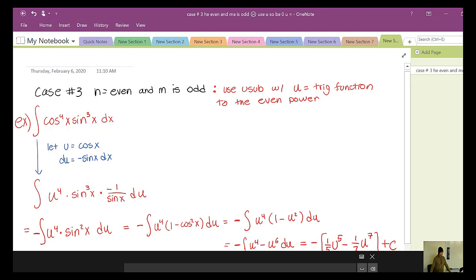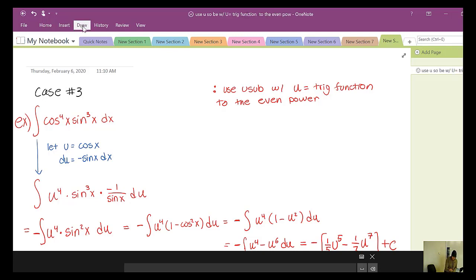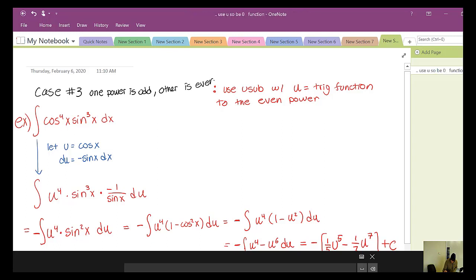So if n is odd, n is even, do you just still set the trig function to the even power? Oh, maybe that's not the best language. I really just mean to say that if one is odd and the other is even. I'm sorry, yeah, because it will apply either way. All right, cool. Any other questions?